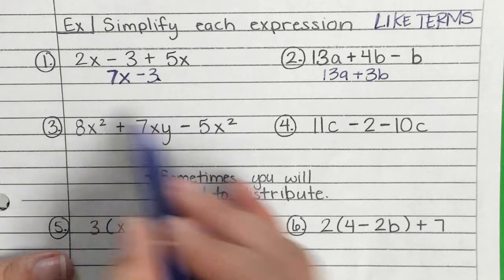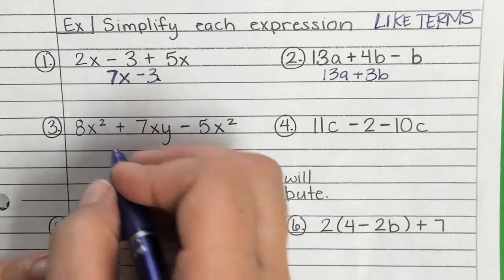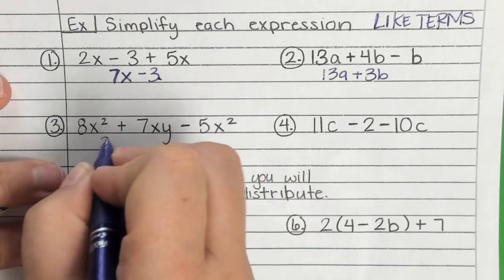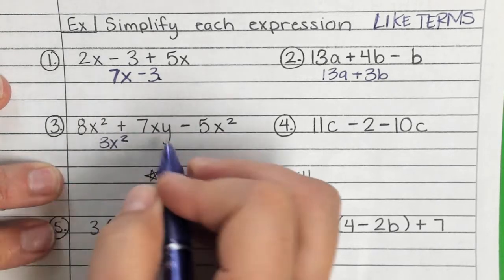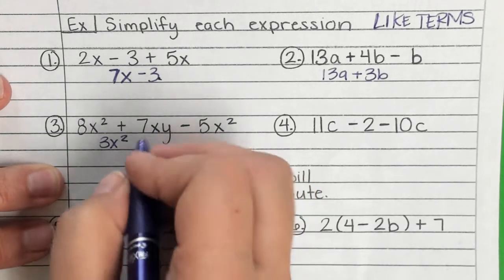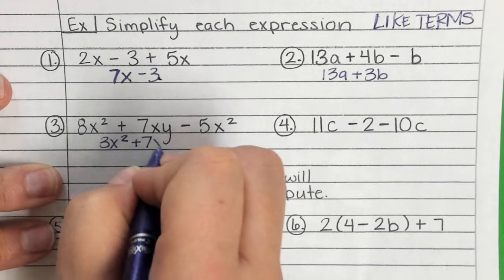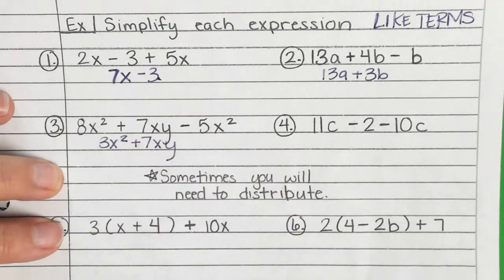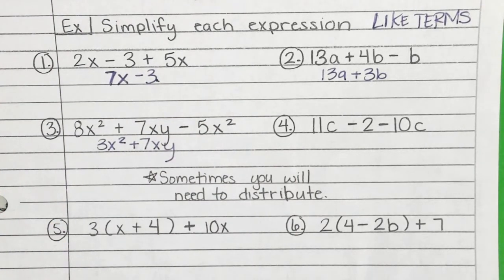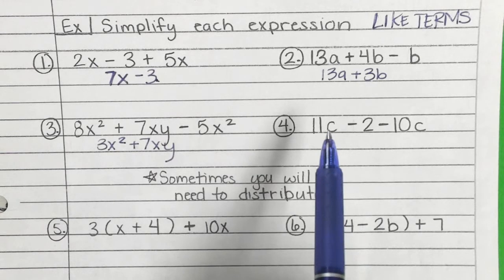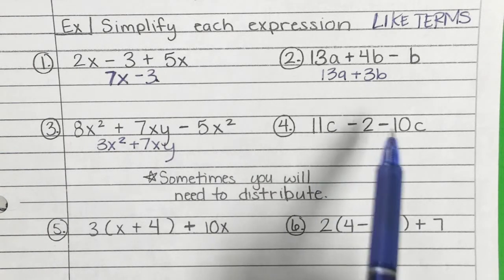So what is 8x squared minus 5x squared? 3x squared. Do I have anything I can combine this with? No. So that becomes 7xy. So just simplifying right now is all we're doing. Okay, look at the last example for this. 11c minus 2 minus 10c.